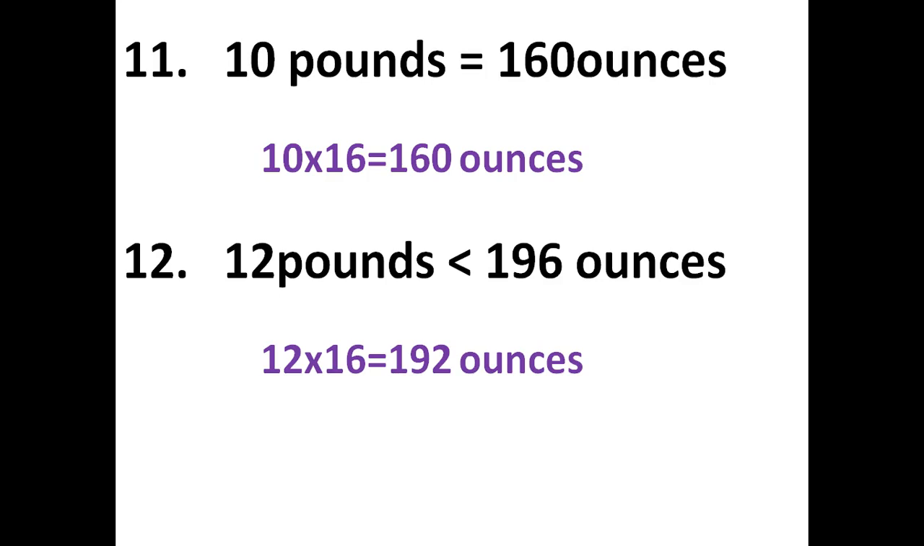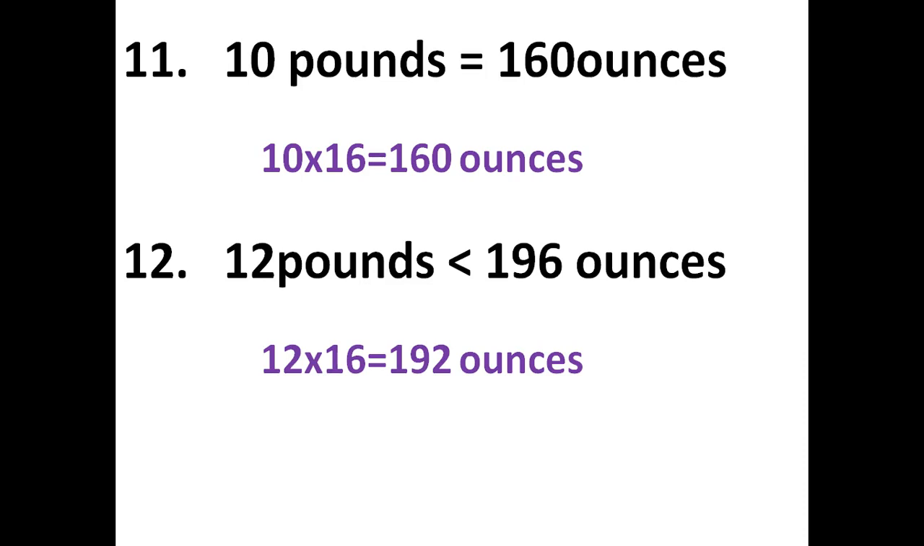Next number is 11, my dear students. 10 pounds and 160 ounces. Now we are going to convert 10 pounds into ounces. 10 multiplied by 16. Why? Because 1 pound is equal to 16 ounces. 10 multiplied by 16, you will get 160 ounces. 10 pounds is equal to 160 ounces, and other side is 160 ounces. Both are same, so it is equal.